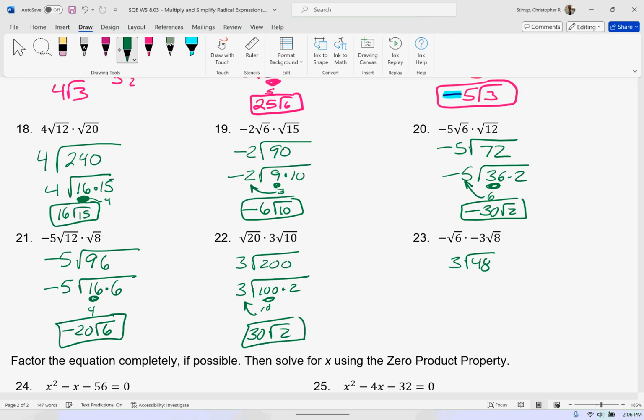48, what blue number goes into 48? 9? 16? I don't think 9 works though, does it? 16 times what? What's the square root of 16? What do I do with this? All right.